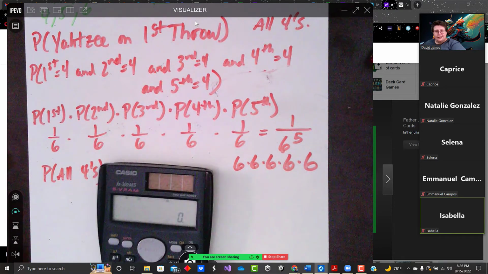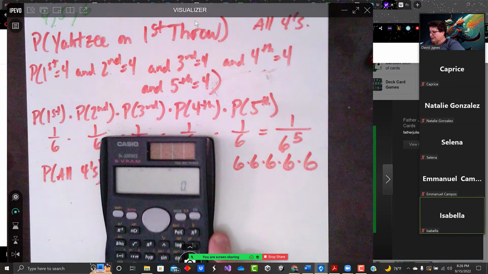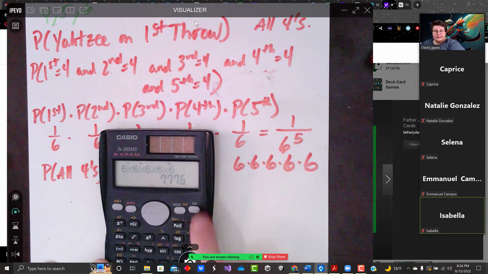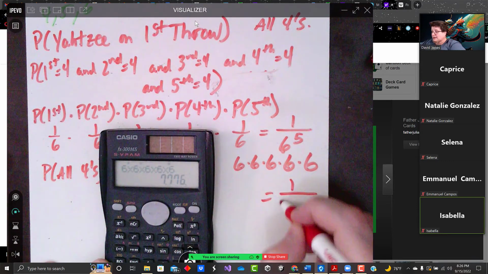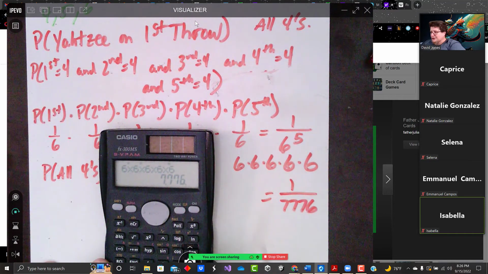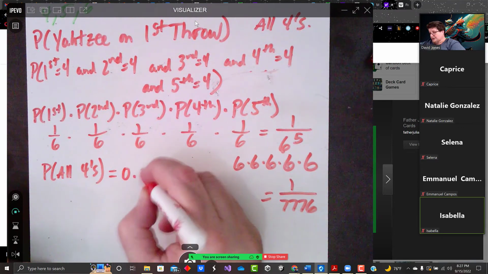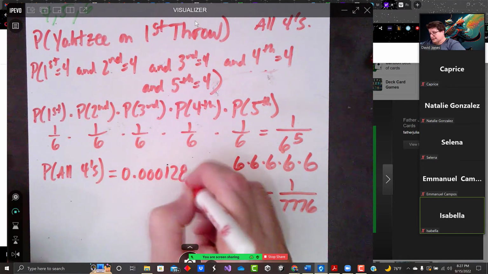If you do not have an exponent button on your calculator, you're better off doing 6 times 6 times 6 times 6 first, finding out what it equals. In this case, 7,776. And then doing that division. 1 divided by 7,776. And I am getting 0.0001286.